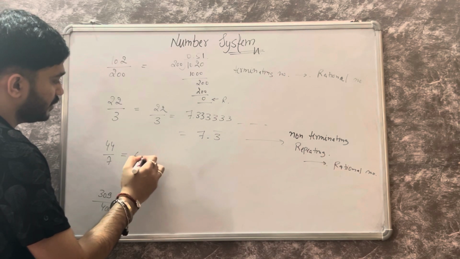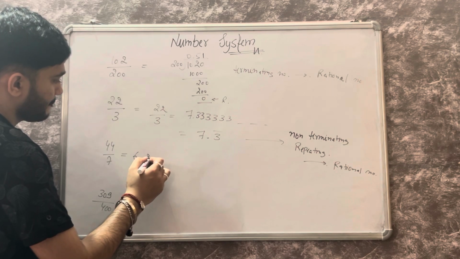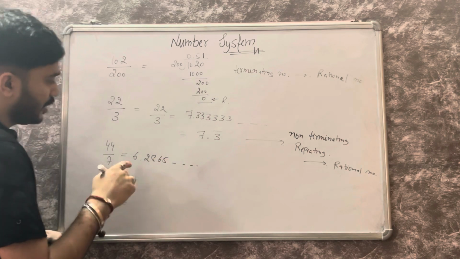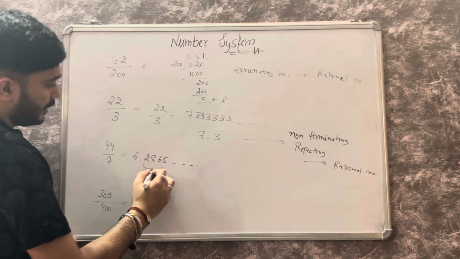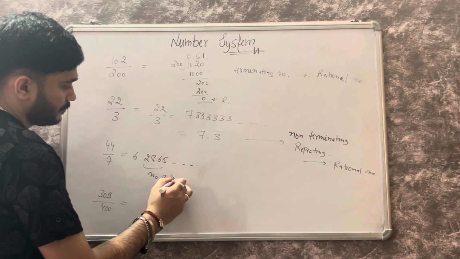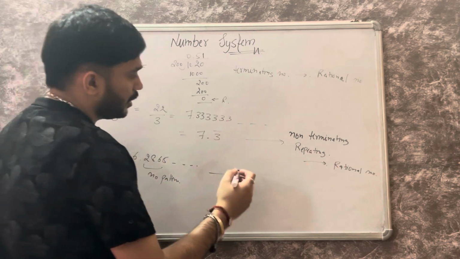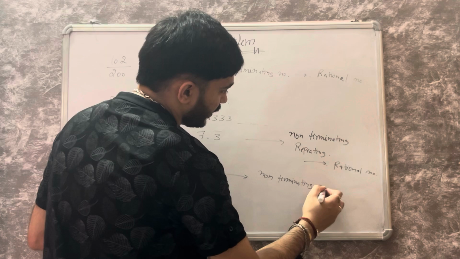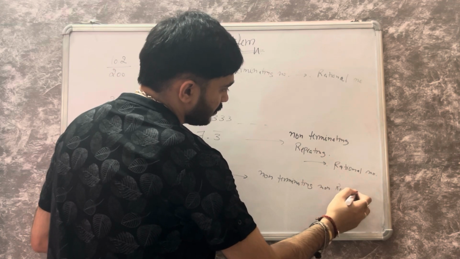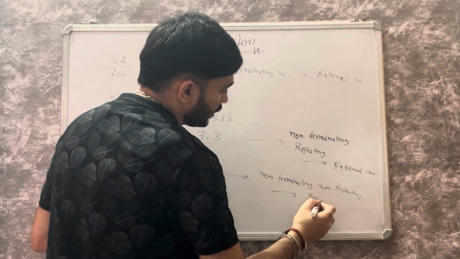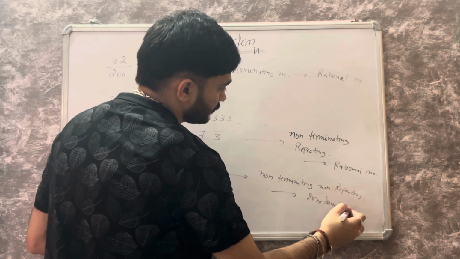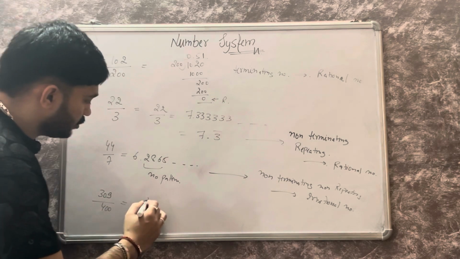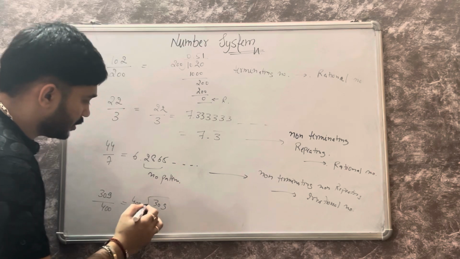The answer of this question will be 6.2865 and so on. And we see here no pattern. So these type of numbers are non-terminating and not repeating, and these type of numbers are irrational numbers. Any doubt? And going forward to the last question, that is 309 divided by 400.